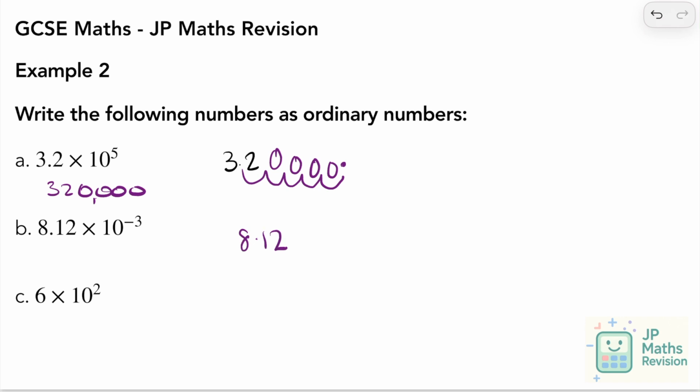This one here, we have 8.12, so we're timesing it by 10 to the power of minus 3. So this time the decimal place is going 3 spaces to the left. So it's going 1, 2, 3. So we're going to fill the spaces with zeros. So we're left with 0.00812.